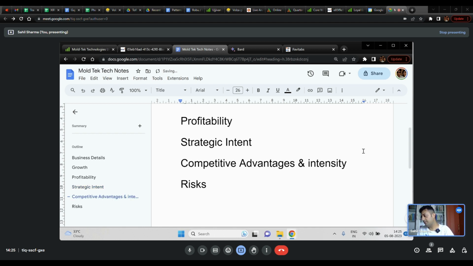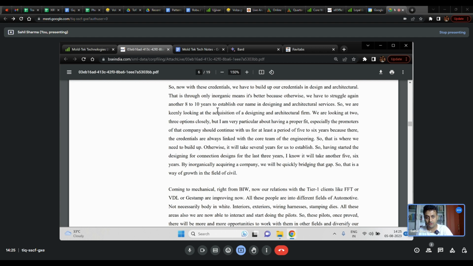So I want to capture both the aspect of what are the reasons that this profit pool will remain how it is, right? That's the competitive advantage, and equally also the competitive intensity. Competitive intensity means who are the competitors, what are they doing, that kind of thing. And of course, risks is important to understand, like what can go wrong with the business, right? All of that. So we can add some other headers also later on, but let's just start reading the concall.